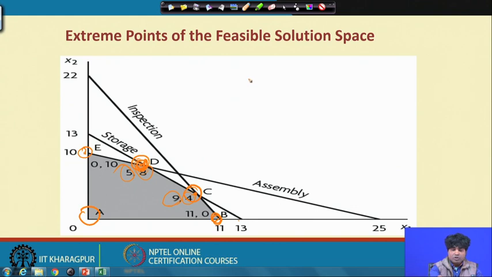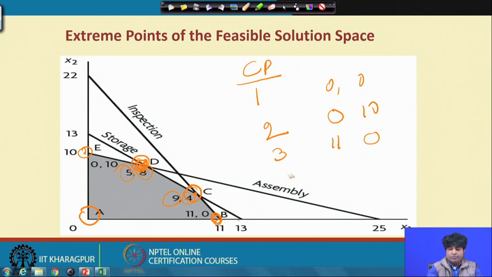So we have the corner points. In the first case we have 0, 0, and in the second case x1 equal to 0, x2 equal to 10. In the third case x1 equal to 11 and x2 equal to 0. In the fourth case x1 equal to 5 and x2 equal to 8, and in the fifth case x1 equal to 9 and x2 equal to 4.